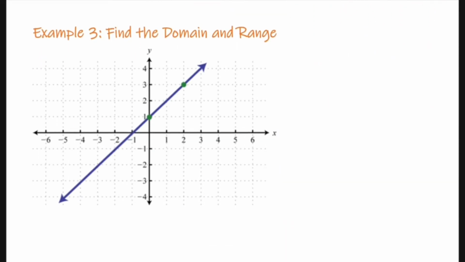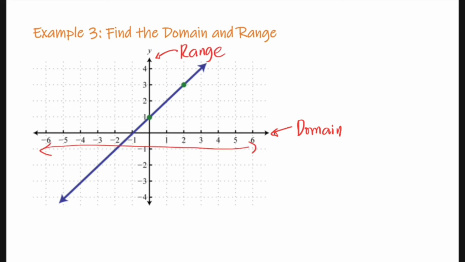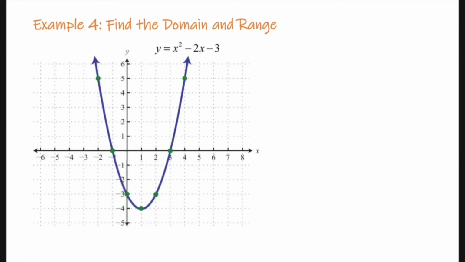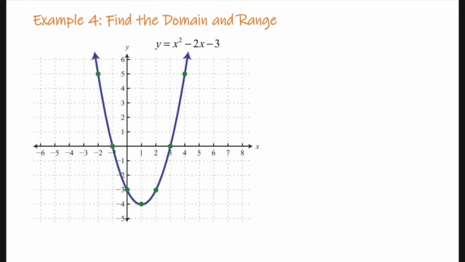Let's try finding the domain and range based on the graphs. To determine the domain in the graph, look at the x-axis and the y-axis for the range. Here we have a line graph. Looking at the x values, the domain would be the set of all real numbers as well as the range. Next example. This graph is a parabola that opens upward.